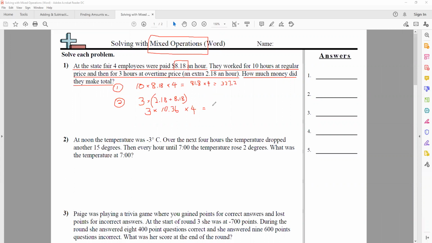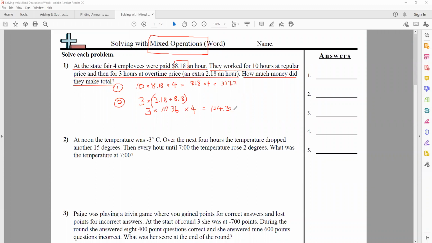10.36 times 12? Yeah, that's fine. You can do it. But didn't you just do 31.08 times 4? Okay, fine. 31.08 times 4 is 124.32. All right. Okay.